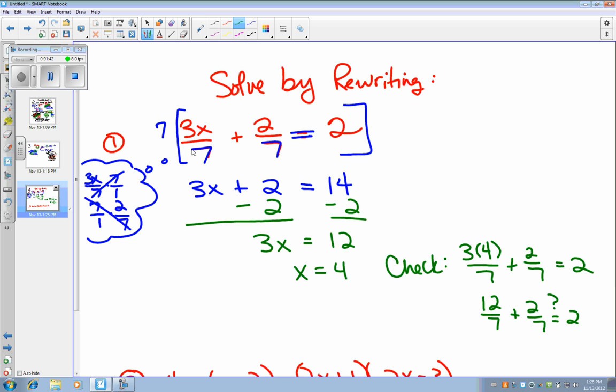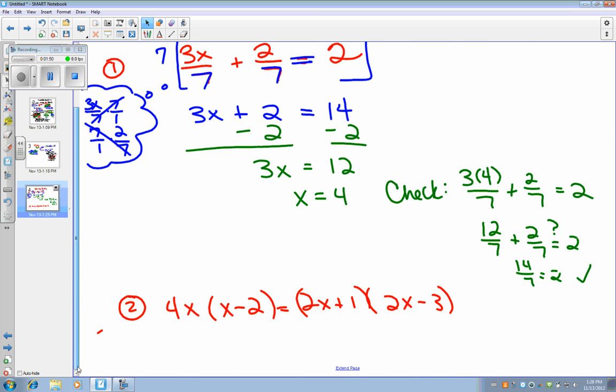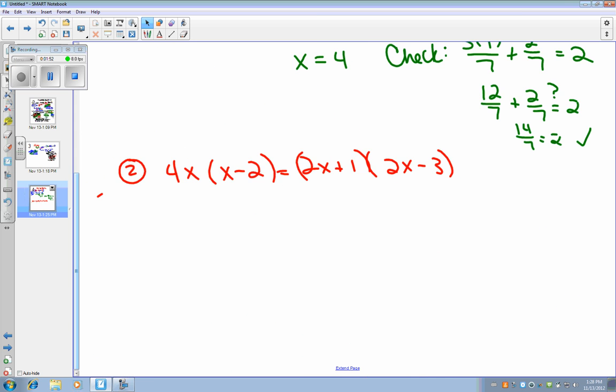Let's see, 12 over 7 plus 2 over 7 is 14 over 7. Does that equal 2? Yes. I know I got it right. So here's another problem. Now this one is a little bit long. It looks a little bit daunting, but if I tackle it in kind of a methodical way, maybe it's not going to be so bad.